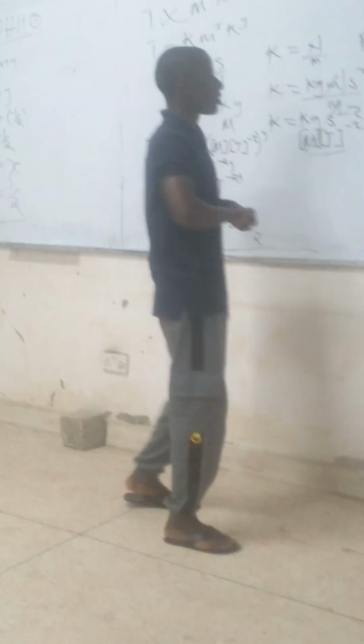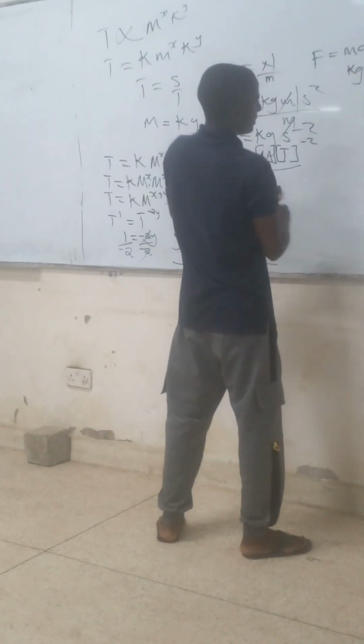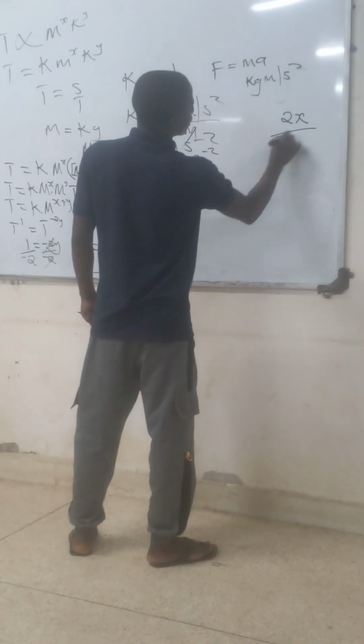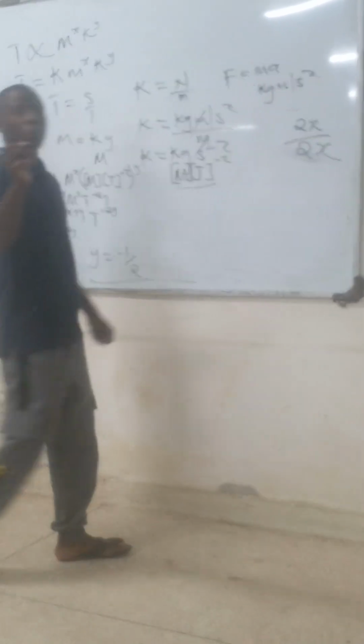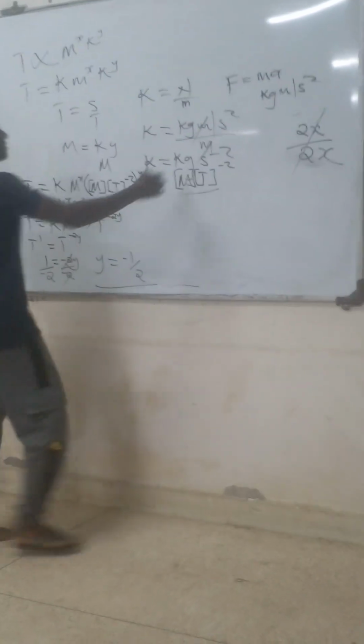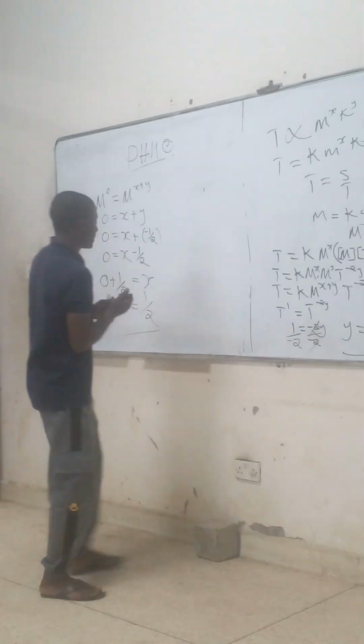Okay, so let me do this. If you are having 2x over 2x, what are you going to do? Are we not supposed to cancel? That is the way I did it. Is that clear? So we proceed.